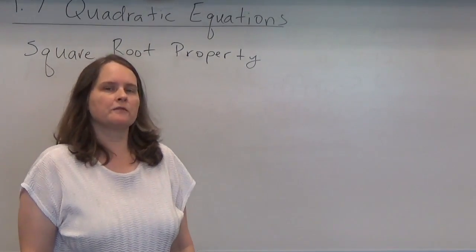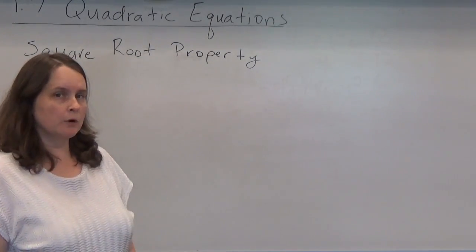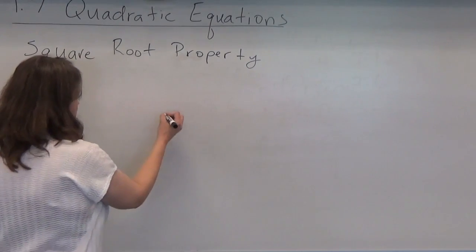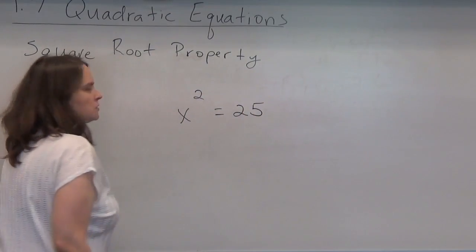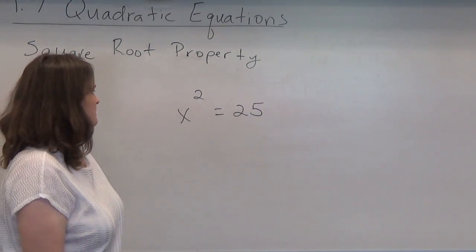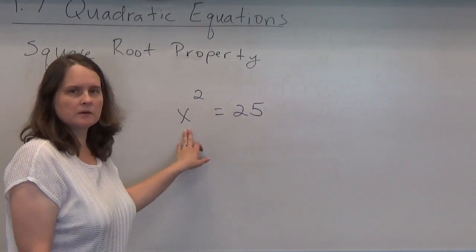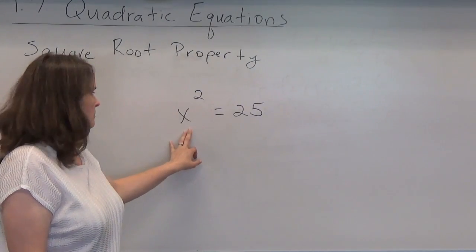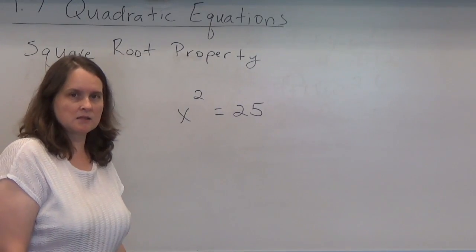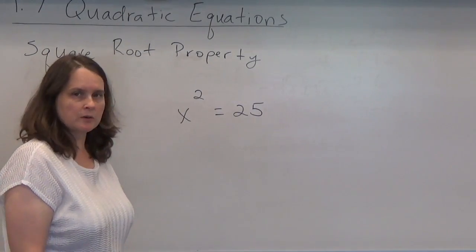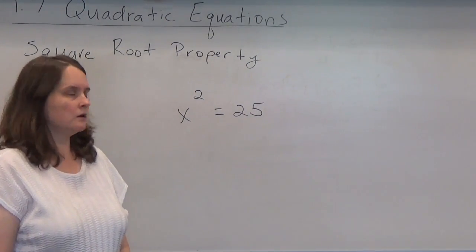The second method we have for solving quadratic equations is called the square root property. To understand how the square root property works, let's first think about an equation. Maybe we've got x squared equals 25, and we want to solve for x. What numbers could I put in here for x that would give me a true statement? How many answers are there? Well, you probably can immediately recognize that 5 would be a solution because 5 squared equals 25. Is there another answer other than positive 5 that would work?